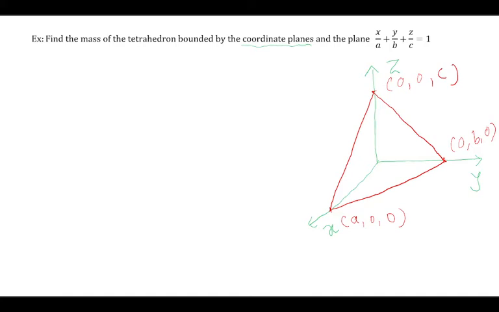So what should be the density? Whenever the density is not given, we take that density rho is equal to 1. So indirectly we are going to calculate the volume of that solid. The volume of the solid and the mass become the same, provided the density rho is equal to 1.